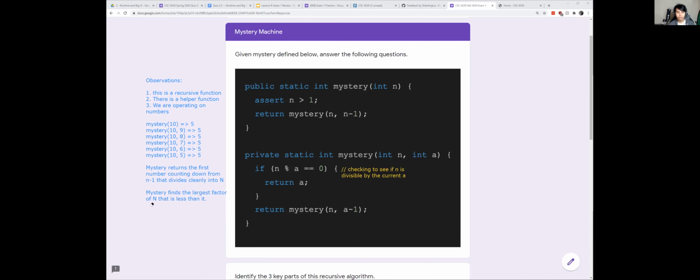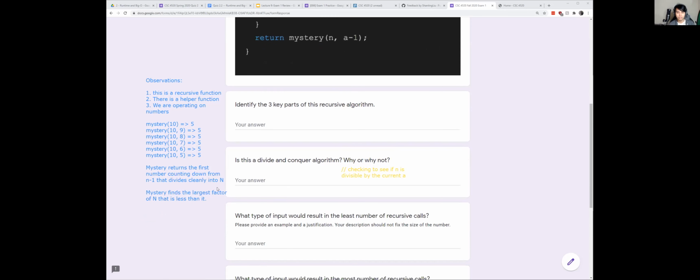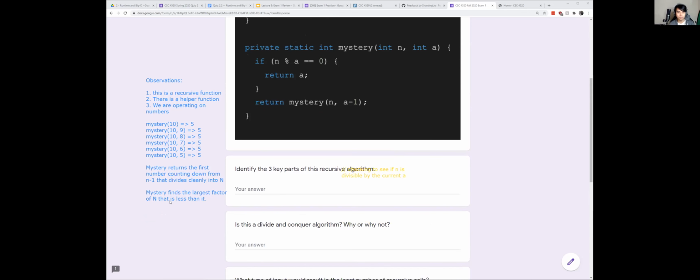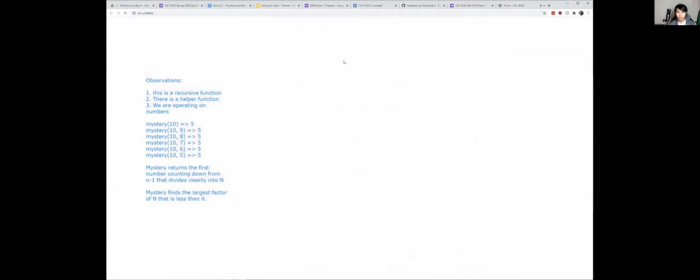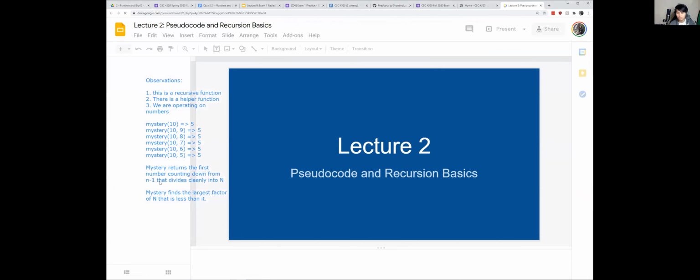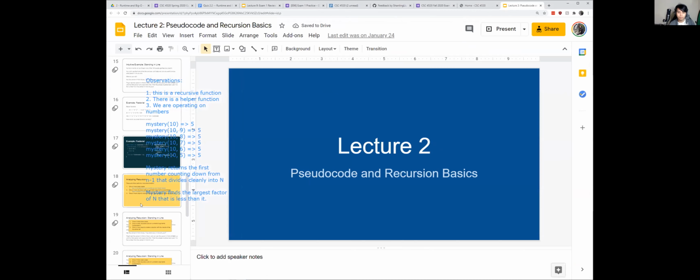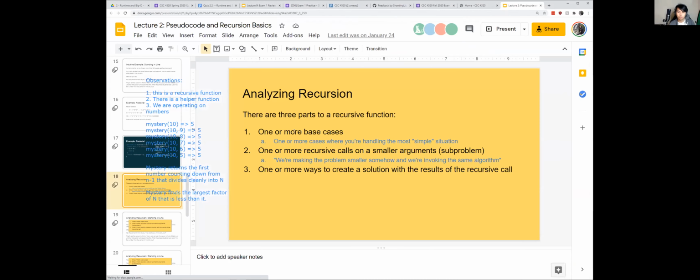Okay? So in this case, we have to answer the questions now. We have to first find the 3 key parts of a recursive algorithm. Some of you asked about this in direct message, like, what are the 3 key parts? You're going to have to review the lecture on recursion, because that's definitely something we covered in the yellow slides. Remember, yellow slides are super important. So there's 1 or more base cases, 1 or more recursive calls to a smaller argument, and 1 or more ways to create a solution with the results of the recursive call.